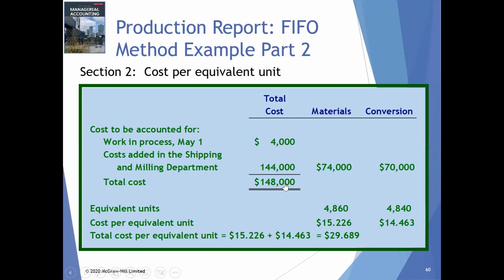So 148 was exactly the same, which we have already calculated on the basis of the weighted average method. Now we are just calculating on the basis of the FIFO method. So we know that this and these two costs are added here. Now the unit cost, this divided by this, and $70,000 divided by 4840. This is the cost per equivalent unit that we have calculated. If we add up these two, it will be 29.689. So this is the calculation that we have done.